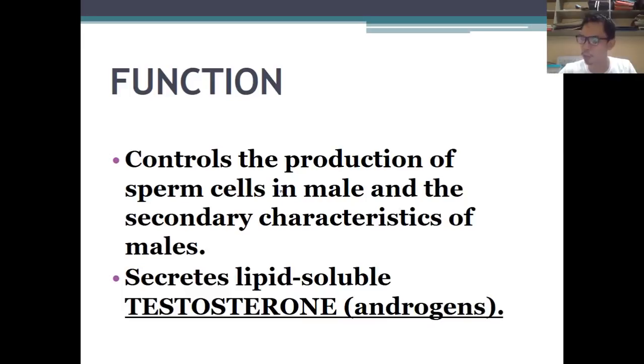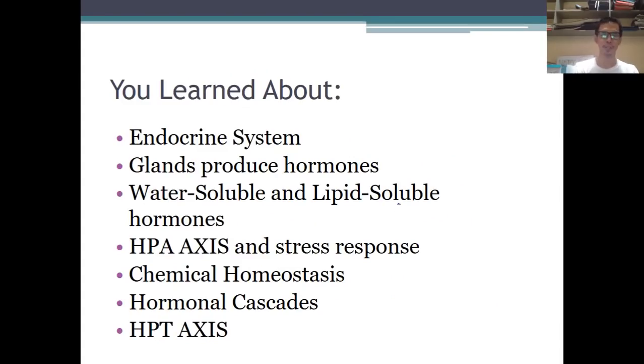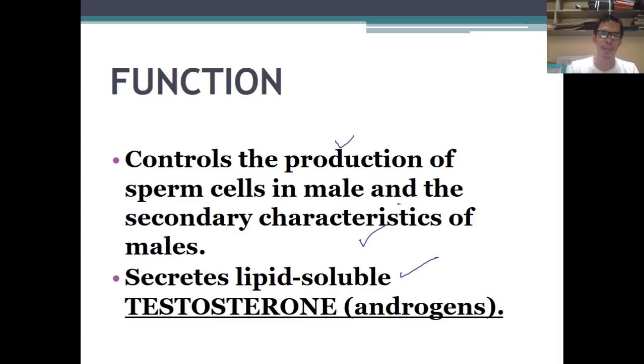Now, the only hormone that is secreted by the testes is the lipid-soluble testosterone. We call it an androgen. With the presence of testosterone, it triggers the sperm production and the secondary characteristics in male. All right, so that is for the testes.